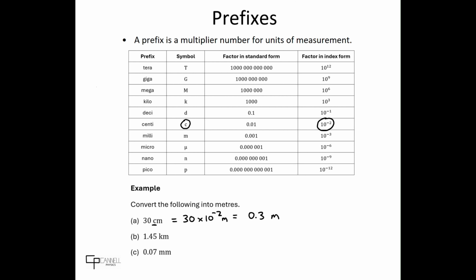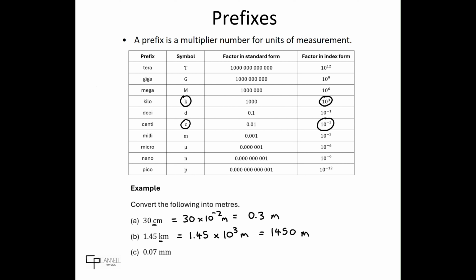Let's do the next example, 1.45 kilometers. Again, you might be able to do this just off the top of your head from common experience, but we're trying to use this prefix table. So k, or kilo, here in the table is my prefix of interest, and the multiplying factor is 10 to the power of 3, or 1,000. Again, I just rewrite the number, don't have to think here, but instead of writing k, I write the corresponding factor, which is times 10 to the 3 meters. And in my calculator, this gives me 1,450 meters.